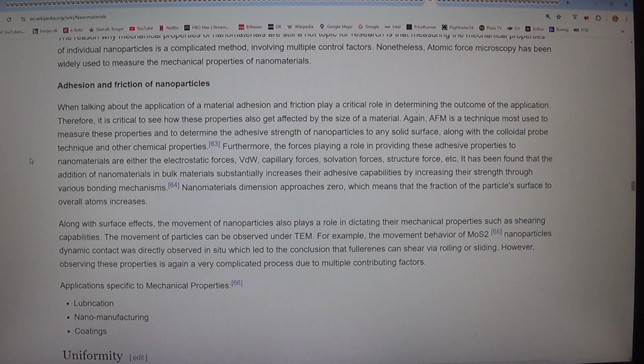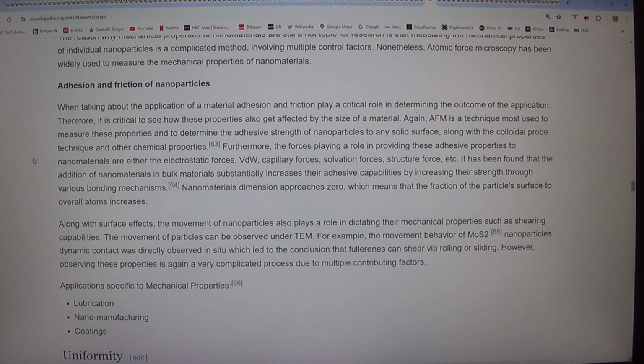Adhesion and friction of nanoparticles. When talking about the application of a material, adhesion and friction play a critical role in determining the outcome of the application. Therefore, it is critical to see how these properties also get affected by the size of a material. Again, AFM is a technique most used to measure these properties and to determine the adhesive strength of nanoparticles to any solid surface, along with the colloidal probe technique and other chemical properties.